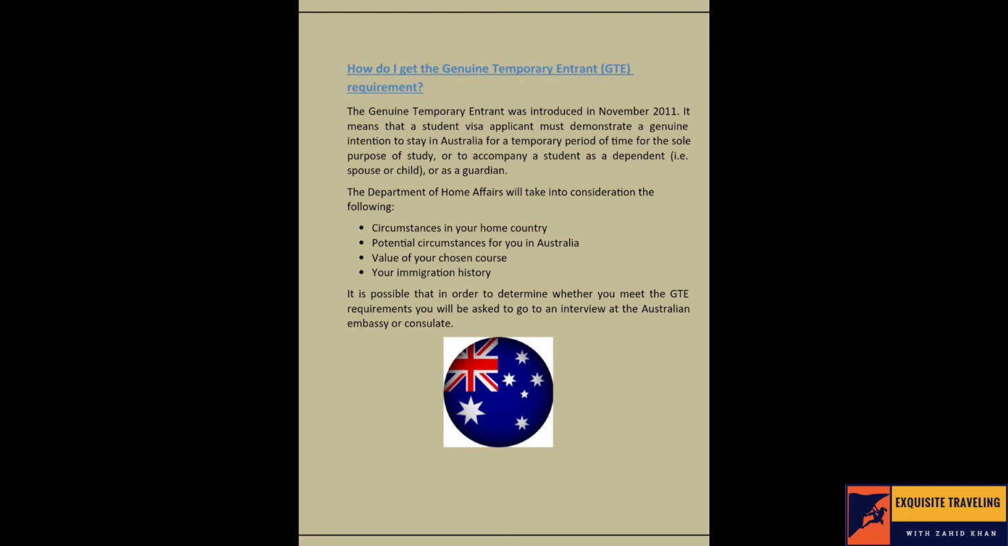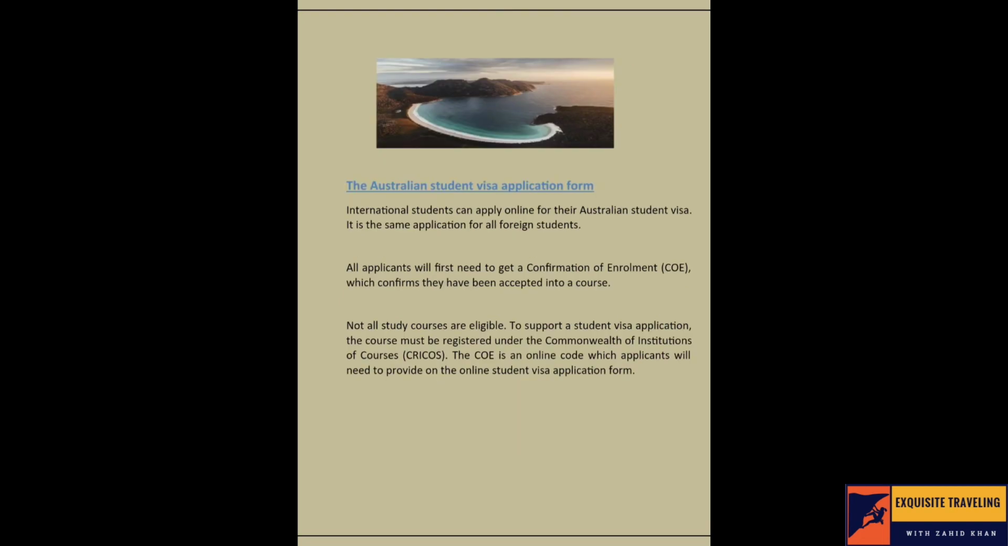The Australian Student Visa Application Form. International students can apply online for their Australian student visa. It is the same application for all foreign students. All applicants will first need to get a confirmation of enrollment, COE, which confirms they have been accepted into a course. Not all study courses are eligible. To support a student visa application, the course must be registered under the Commonwealth Register of Institutions and Courses for Overseas Students, CRICOS. The COE is an online code which applicants will need to provide on the online student visa application form.